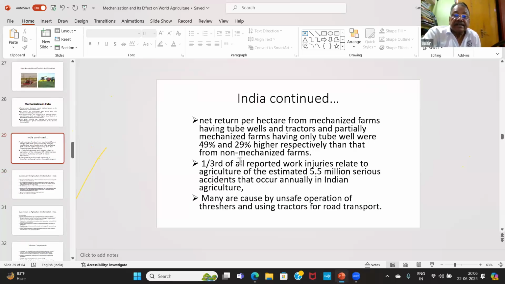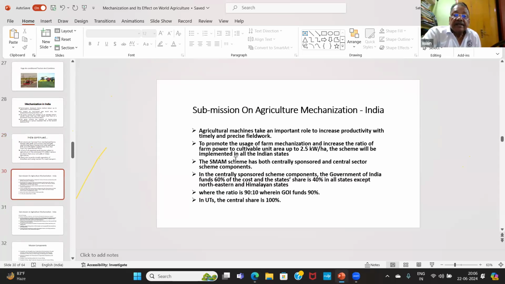Then Government of India has started a sub-mission on agricultural mechanization. It's a very important component. And here the aim is to increase the horsepower per hectare, 2.5 kilowatt per hectare. So, lot of facilities are being given. Here also, saying of the subsidies pattern.